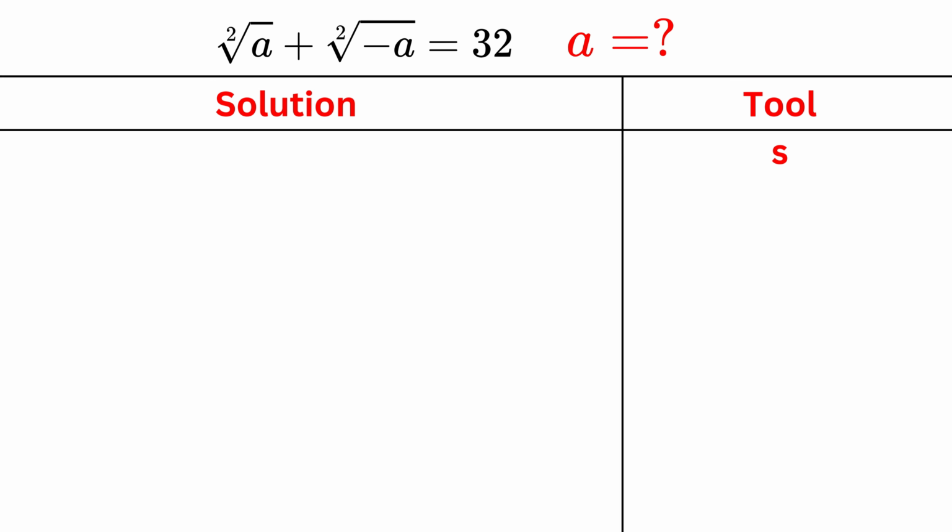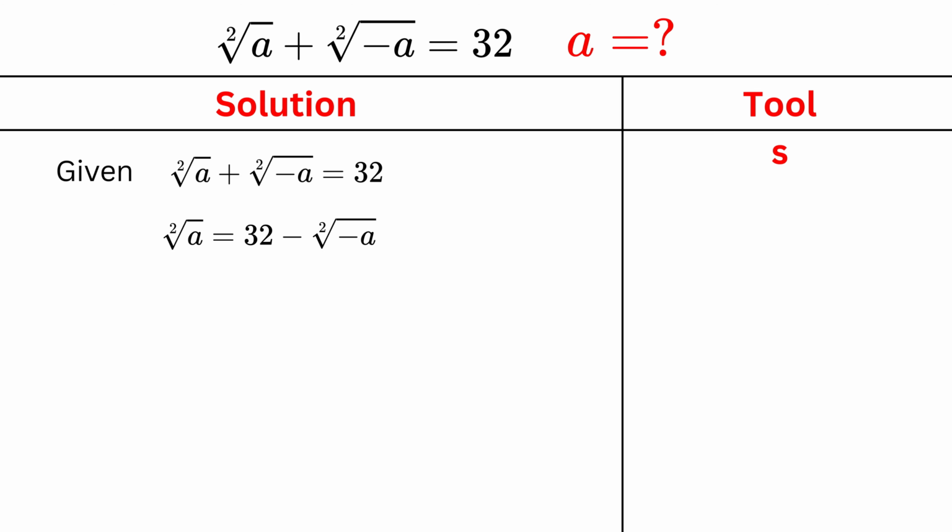We start with the given equation, the square root of a plus the square root of negative a equals 32. Now, to isolate terms, we take the square root of a to one side. So we write square root of a equals 32 minus square root of negative a. At this point, to remove the square root, we square both sides.